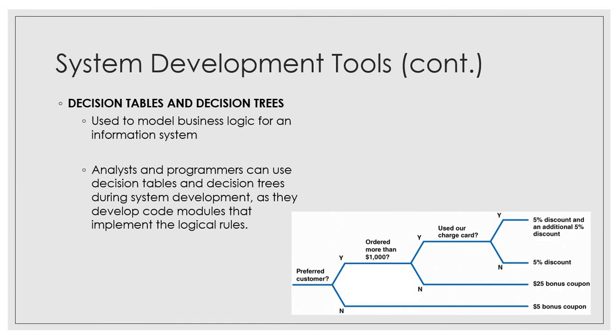Okay, the fourth tool is the decision tables and decision trees. And because the word is decision, basically it involves Y for yes and also N for no. Okay, so analysts and also programmers can use the decision tables and trees during the system development as they develop code modules that implement the logical rules. So for example here, the scenario or the situation is whether this customer is a preferred customer.